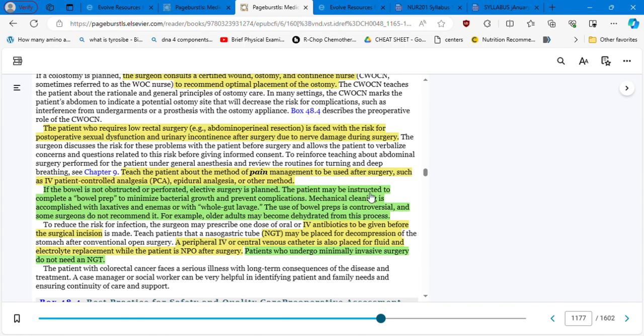The patient may be instructed to complete a bowel prep to minimize bacterial growth and prevent complications. Mechanical cleaning is accomplished with laxatives and enemas or with whole gut lavage.